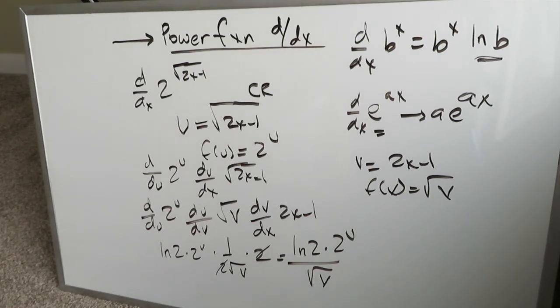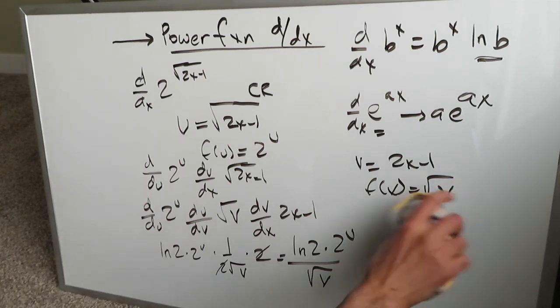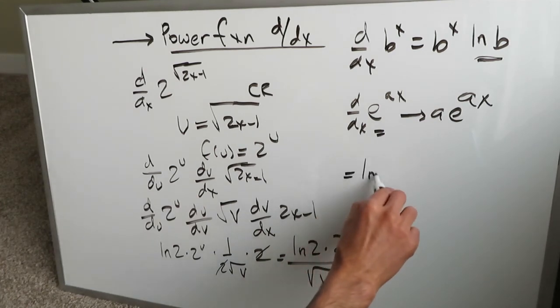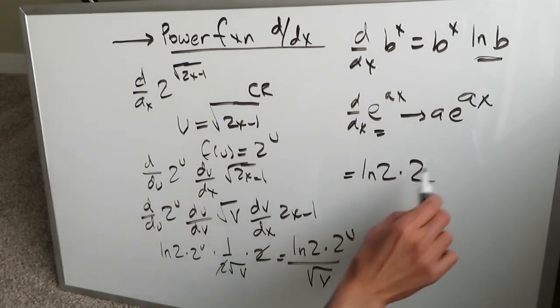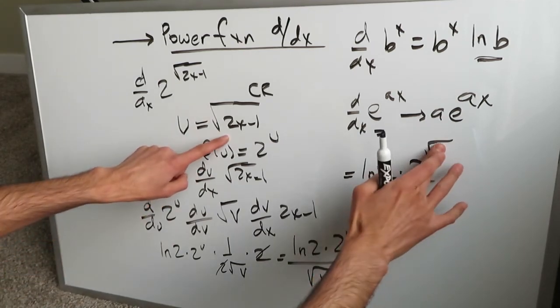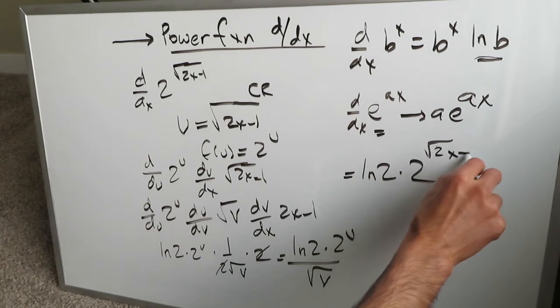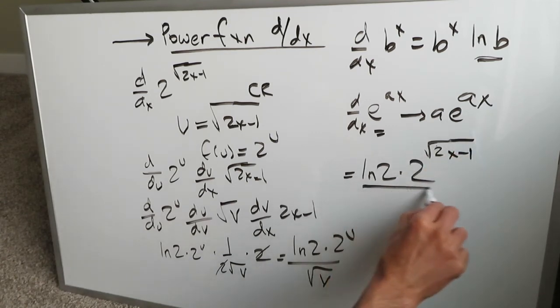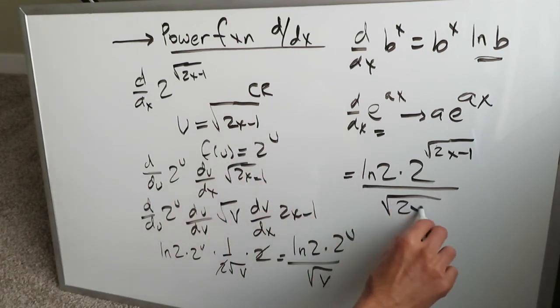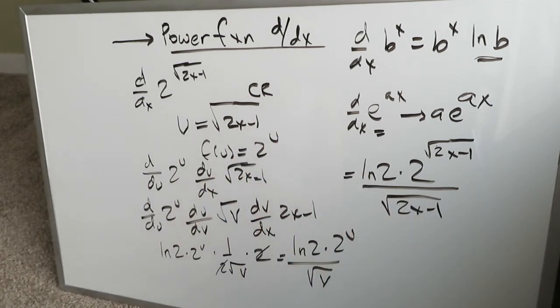Let's present the final answer, and I'm going to erase the substitution right over here. Our final answer will be natural log 2 times 2 to the power of u, and the u substitution was right here, square root of 2x minus 1, all under that square root, divided by the root of v, and you know the v substitution was the 2x minus 1. And this right here would be your final answer.